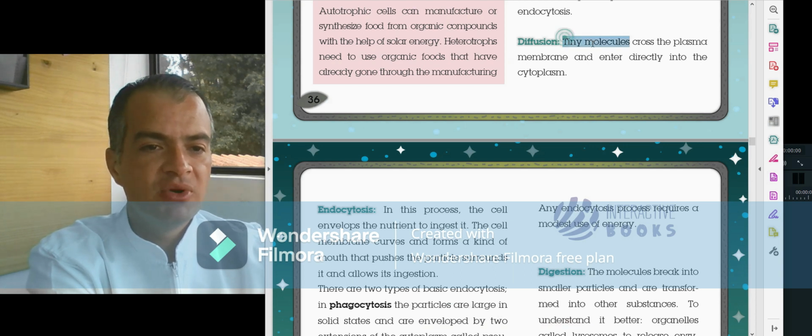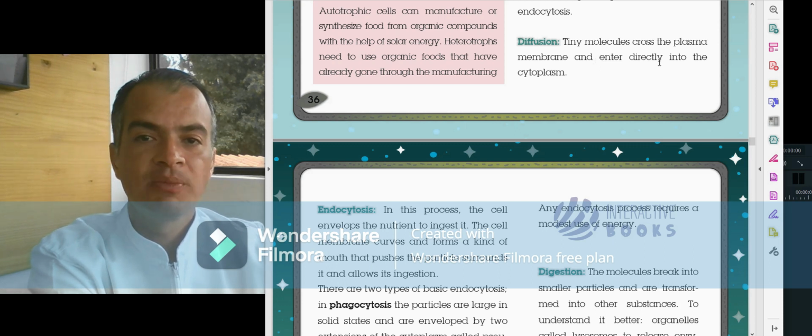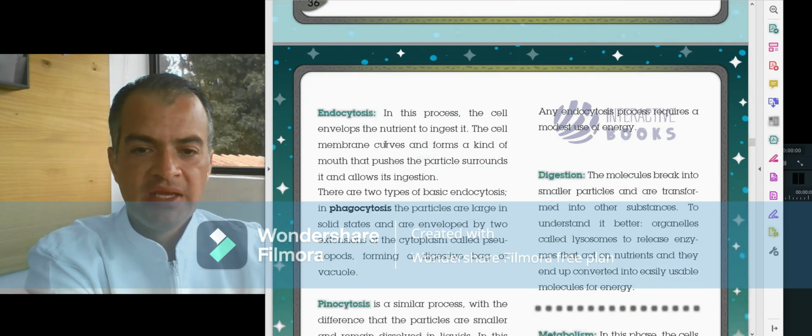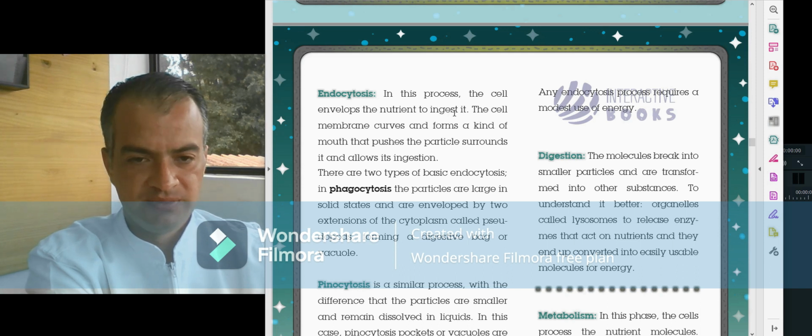Diffusion. Tiny molecules cross the plasma membrane and enters directly into the cytoplasm. Entonces, difusión. Pequeñas moléculas cruzan la membrana plasmática y entran directamente dentro del citoplasma. Endocytosis. Endocitosis. In this process, the cell envelops the nutrients to ingest it. En este proceso, la célula envuelve los nutrientes para ingerirlos.